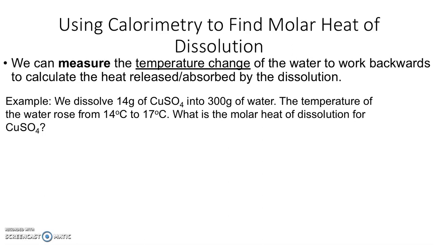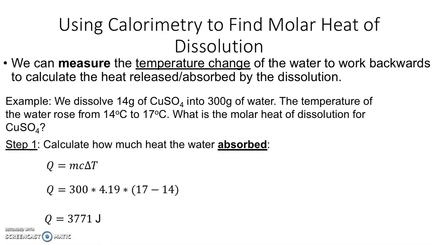So the question says we dissolve 14 grams of copper sulfate into 300 grams of water. The temperature of the water rose from 14 degrees to 17 degrees. What is the molar heat of dissolution for copper sulfate? Okay, so we again do the same analysis. If the temperature of the water goes up, that means that the dissolving of copper sulfate into the water released that energy, because whatever energy was released by that dissolving process heated up the water.